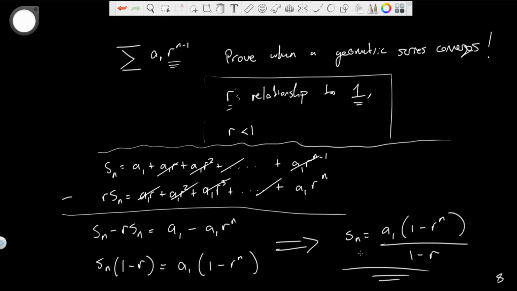I can take a limit. I can find out when this thing converges and when this thing diverges. And not only that, I can find out what it actually converges to. And let's look at that. The limit, not lin, of the sequence of partial sums as n goes to infinity, that's going to be the limit as n goes to infinity of a sub 1 times 1 minus r to the n over 1 minus r.